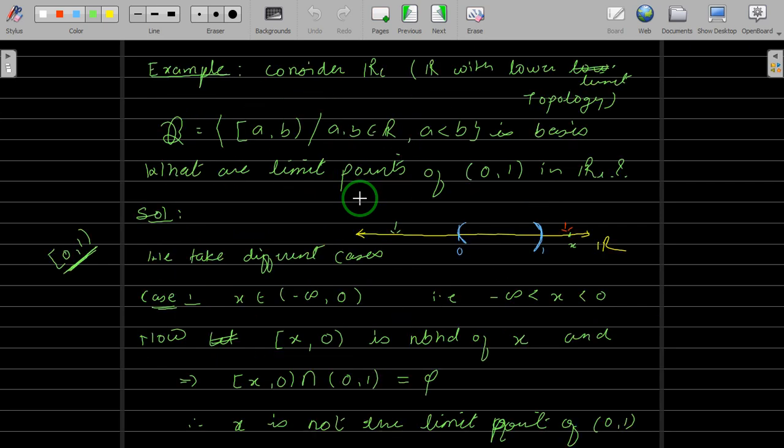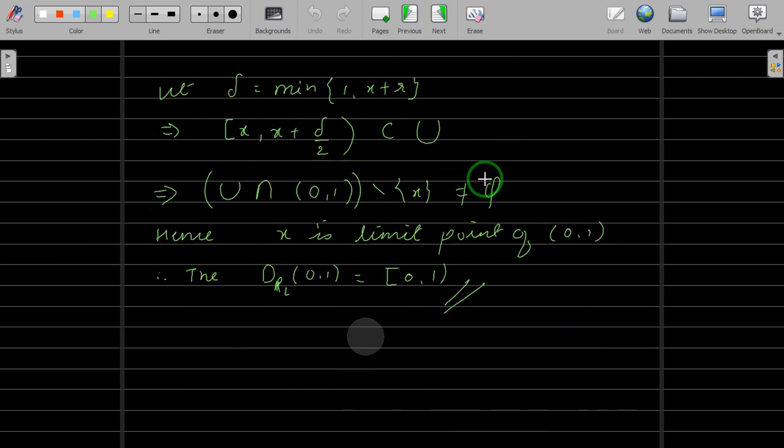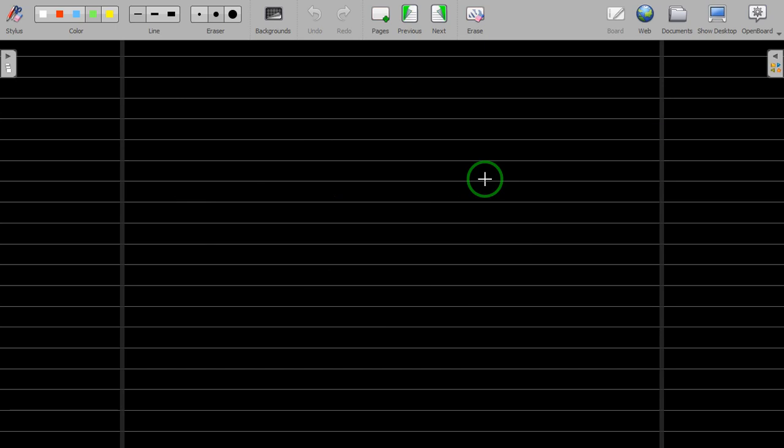And then we have taken a particular example for a lower limit topology. We have found the set of all the limit points of the open interval 0 1 in lower limit topology, and we found that it is nothing but the closed interval 0 open interval 1, that is the derived set. So as I said previously, here we will change our topology. Now we will take the same set but we will change the topology. Okay, so let us take this example.